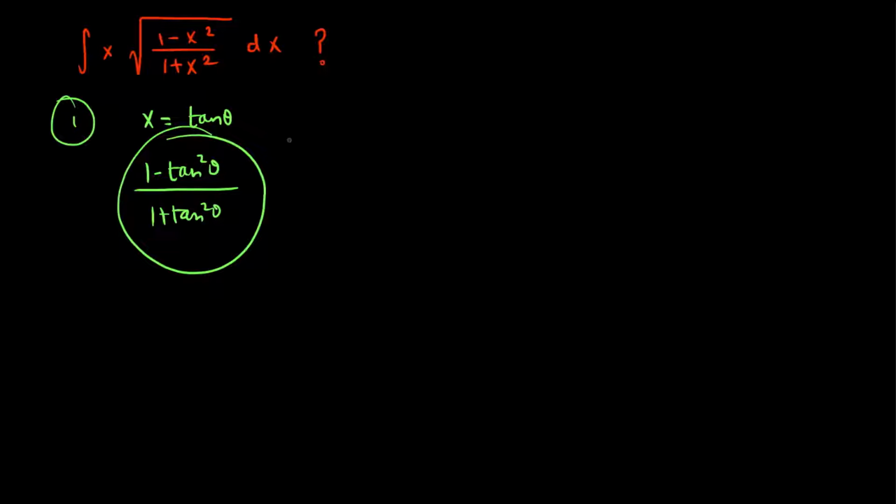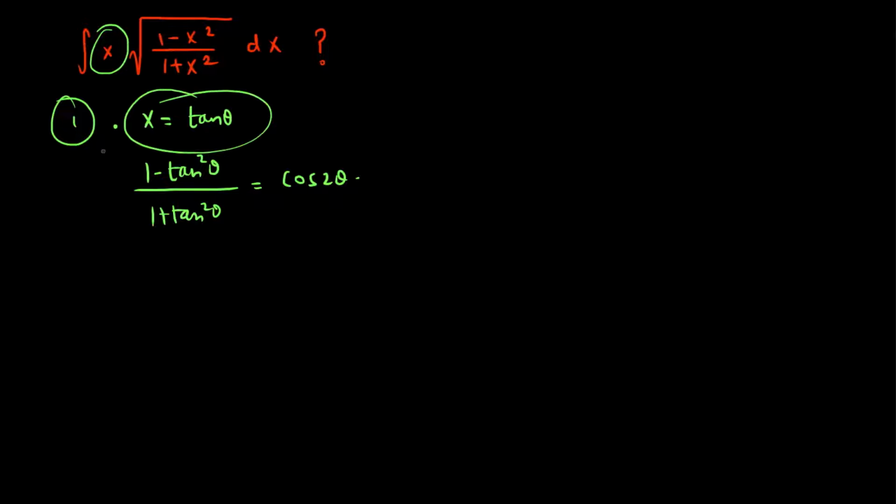So this expression, we know it's a double angle identity, right? So that can be turned into cos of 2 theta. Fair enough. We have reduced this. This x will remain as tan theta, and we are now interested in finding dx as well. So dx will now become sec square theta d theta.